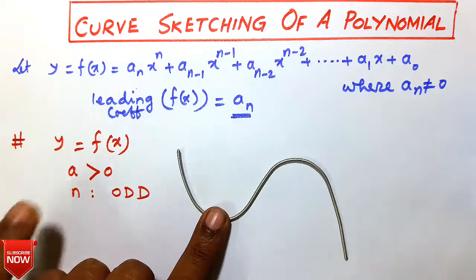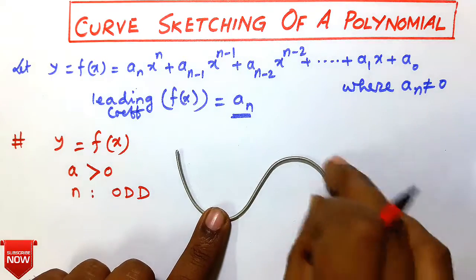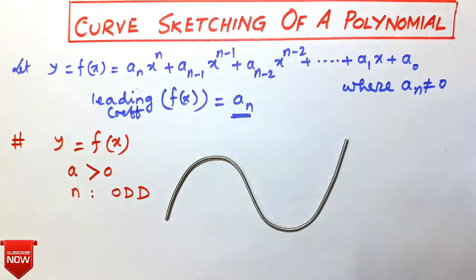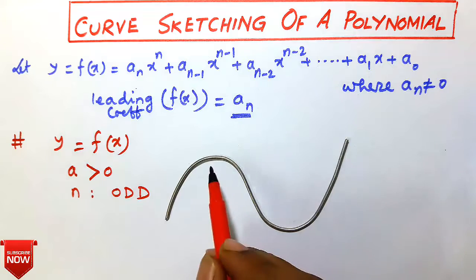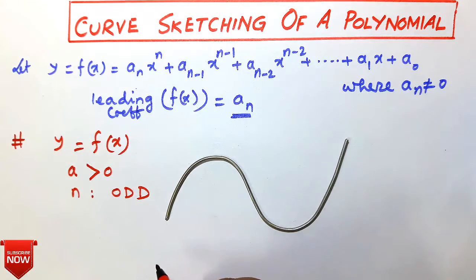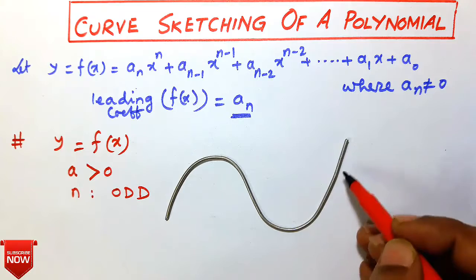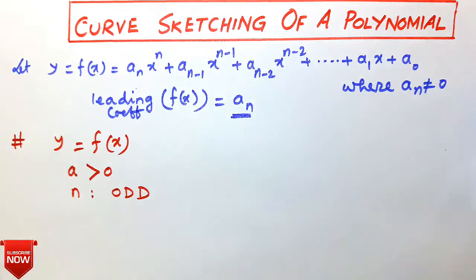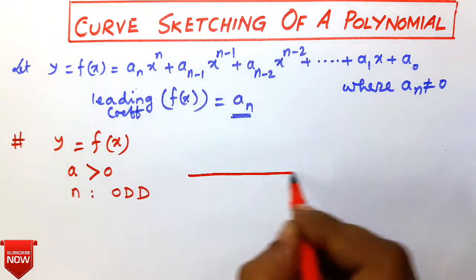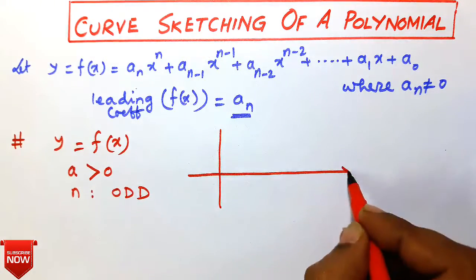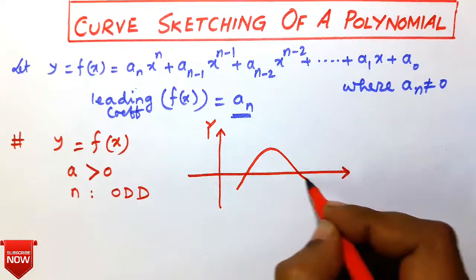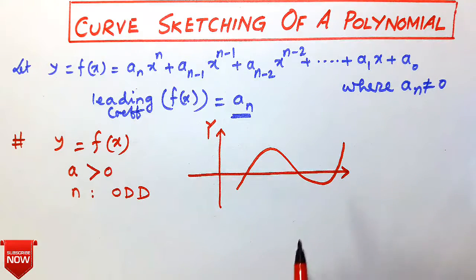Now when a is greater than 0, that is the leading coefficient is positive, then the curve will be of this form. That is, the first end will be in the downward direction and the last end will be in the upward direction. So I draw this curve. This is the x-axis, this one is the y-axis. Say this one is the curve. Very simple.